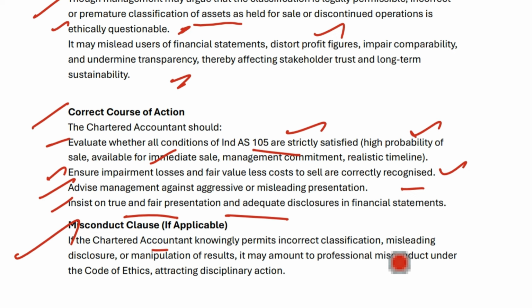If a chartered accountant knowingly permits the incorrect classification, misleading disclosures and manipulation of results, then it would lead to professional misconduct under the code of ethics, attracting disciplinary action. So this is about the misconduct. Here you are not going to quote any clauses as such. You remember the two questions where we didn't write any clauses; we are just writing a simple conclusion and not clauses.